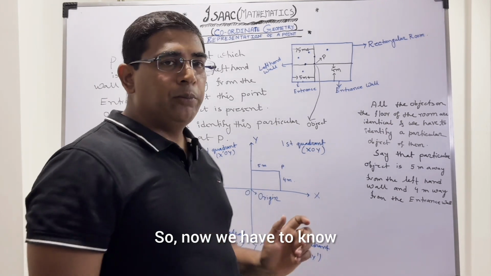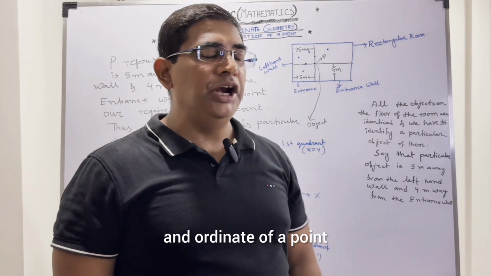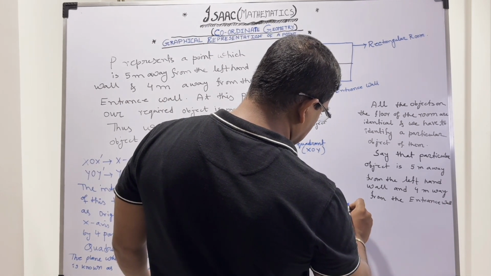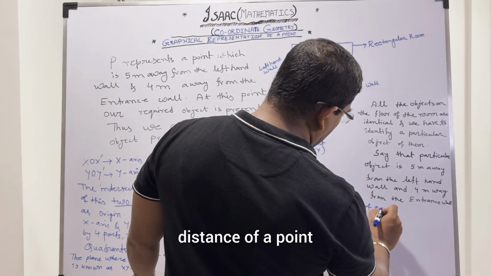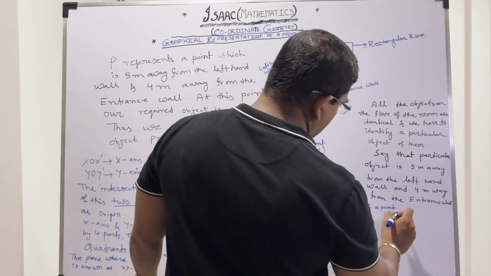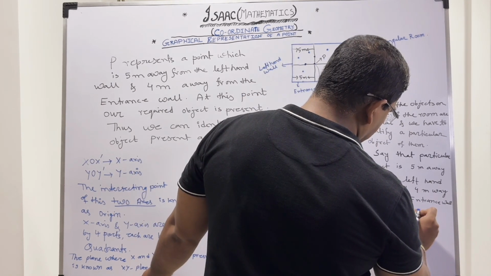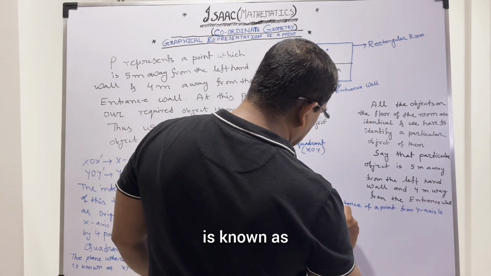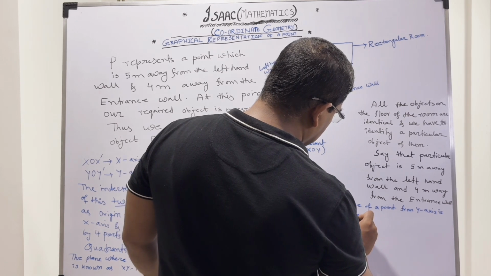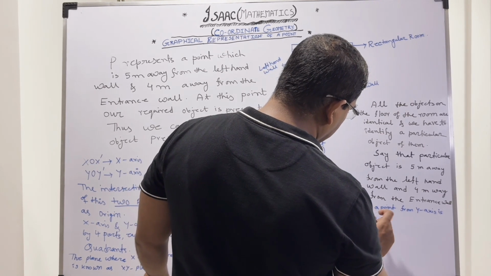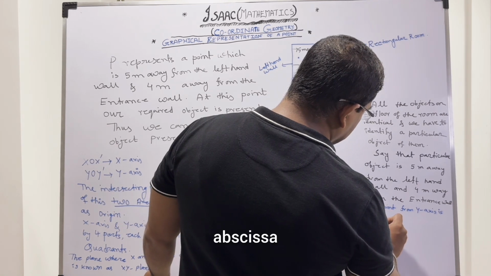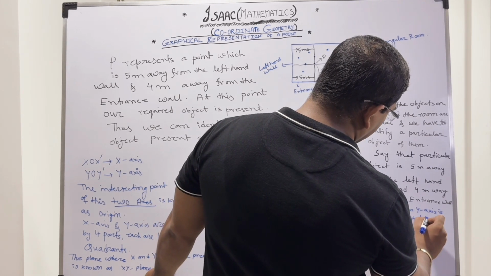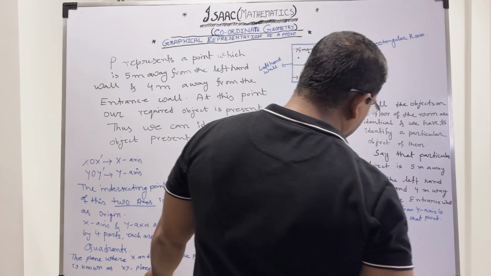So now we have to know what we mean by abscissa and ordinate of a point. Distance of a point from y-axis is known as abscissa of that point. Okay.